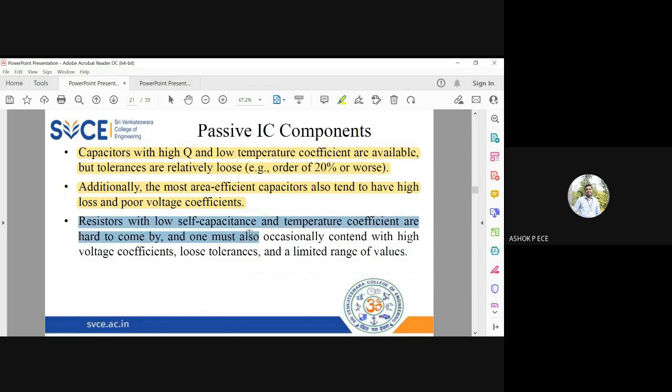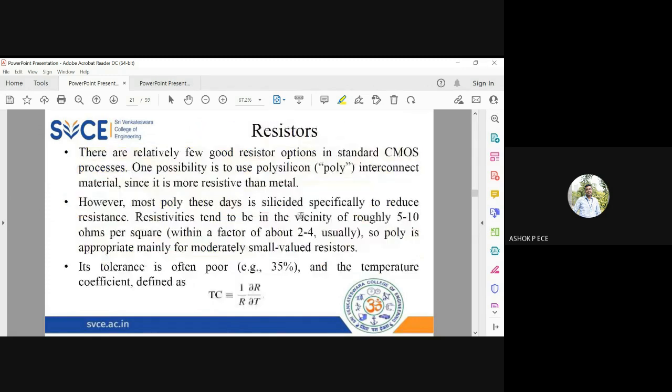Resistances internally will have a low capacitance because they have two wires, and they have a low cell capacitance, and temperature coefficient is going to be a major factor because you have a lot of thermal noise getting added. And when they operate at a very high frequency, the high voltage coefficient and the loose tolerance is going to be an issue. Tolerance means the range of the minimum and maximum value my components are going to take.